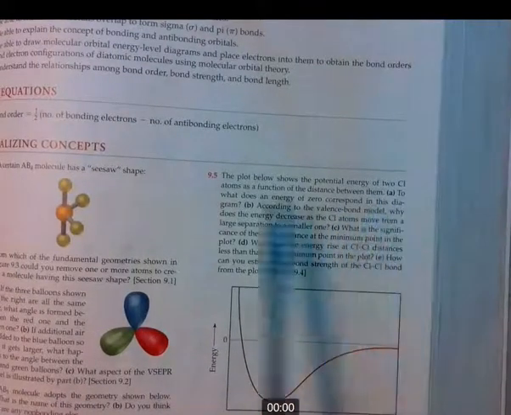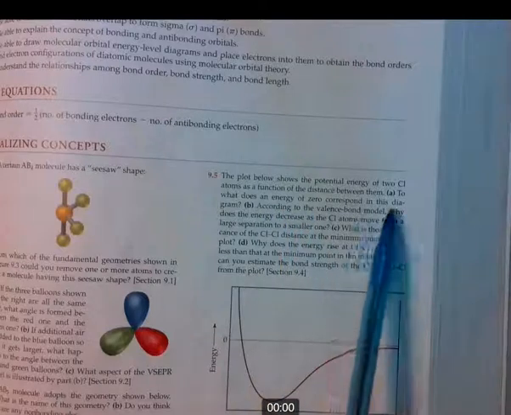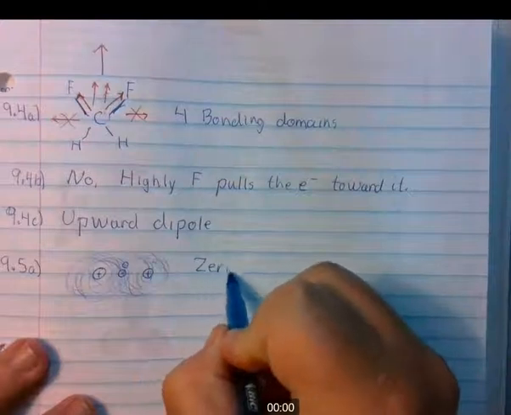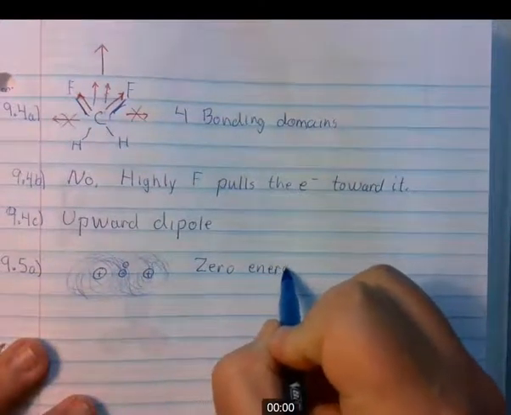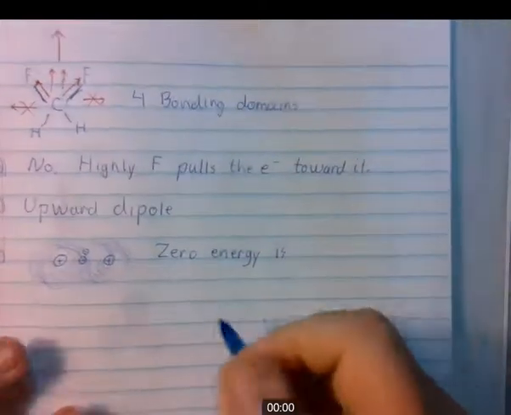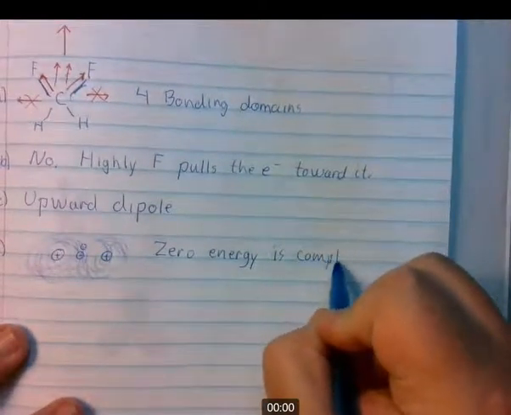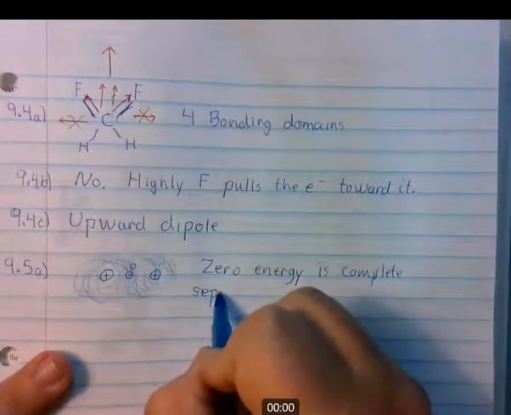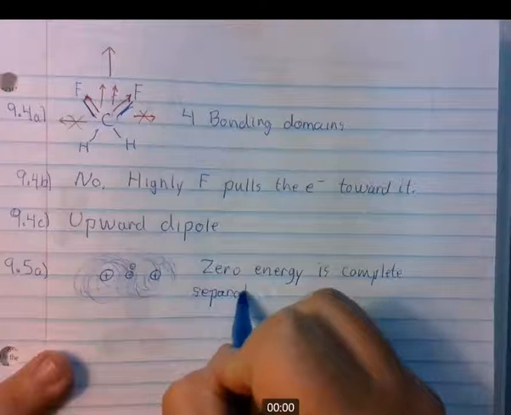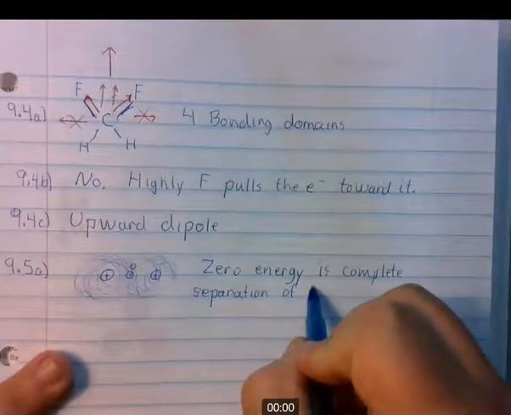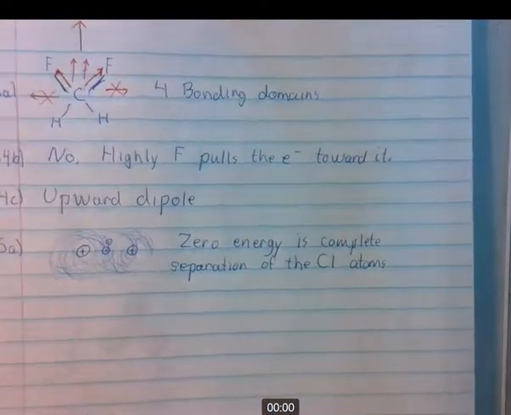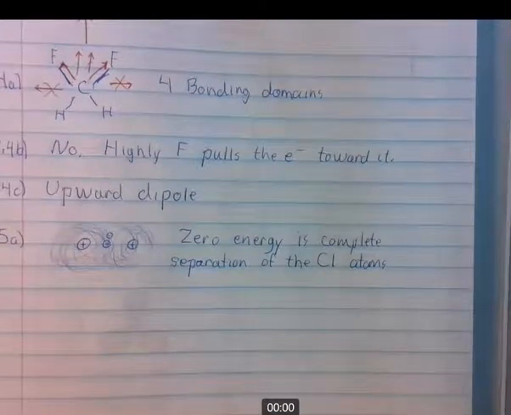All right, so question A is, what does the energy of zero correspond to in this diagram? So the answer is zero energy is complete separation of the atoms. Okay, this one I am kind of answering entirely for you. And in this case, they're Cl atoms. Both diatomic molecules. Homonuclear, same nucleus, diatomic molecules.